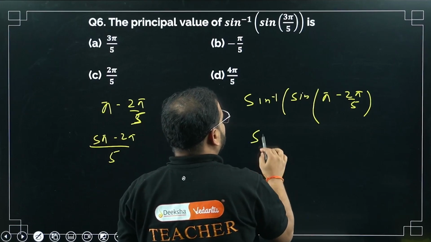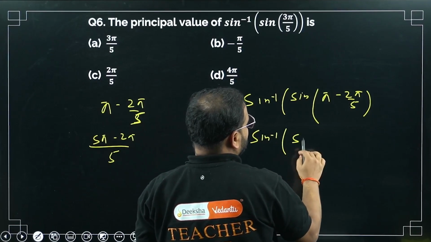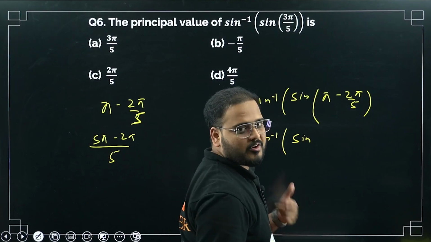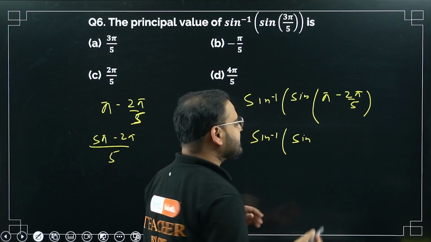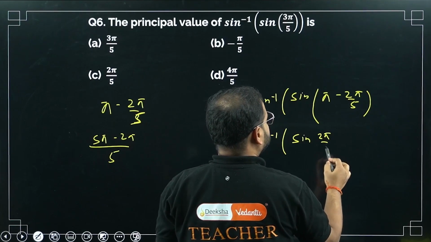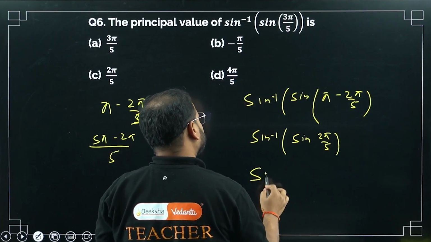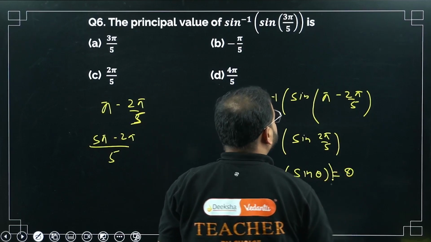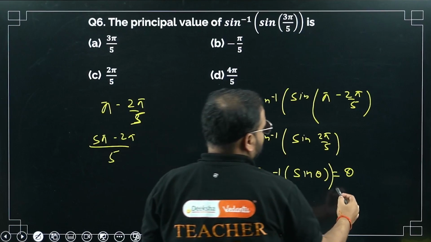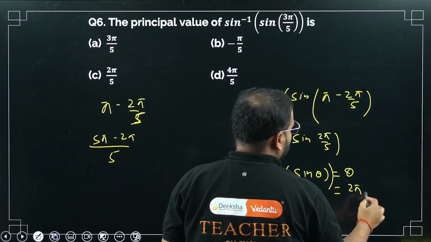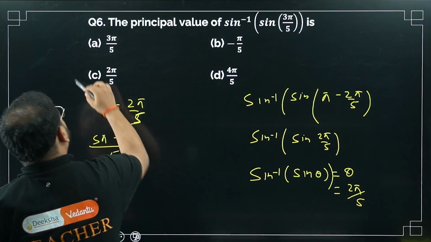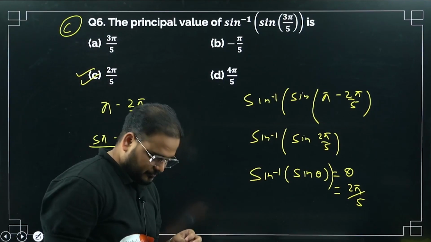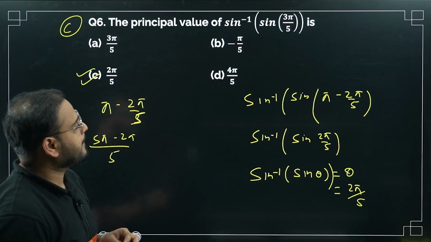What is that going to be? Tell me here. Sine inverse of sine of pi minus theta. Which quadrant? Second quadrant. So which is going to be simply sine theta. Sine inverse of sine theta. How much is that? Simply theta. What is the answer then? What is theta here? Please compare. 2 pi by 5. Option number C. All right.